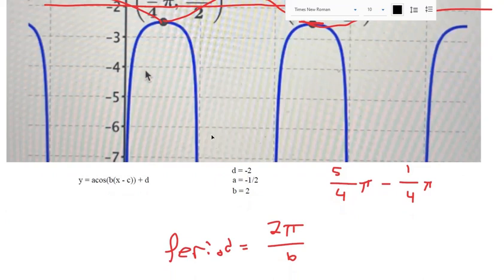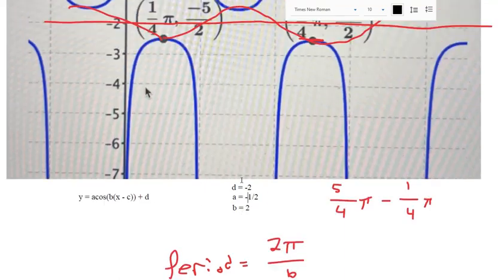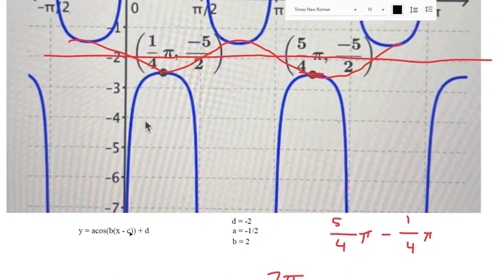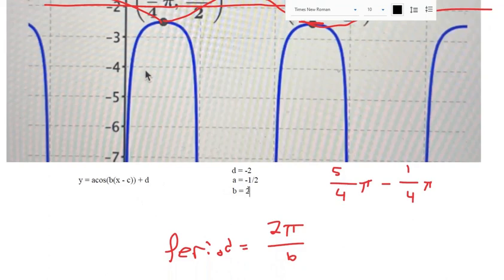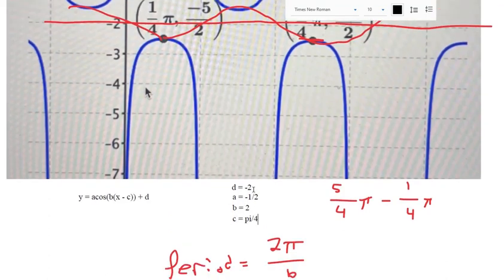And so the last part of this is just knowing that horizontal shifts are opposite of what we think. If you want to go pi over 4 units to the right, that means you want to subtract pi over 4 units. So you want c to be positive pi over 4, which is built into the formula with the minus sign. And if you wanted to go pi over 4 units to the left, you would add pi over 4 to x. So we're going to say c is pi over 4. And I think that's everything.